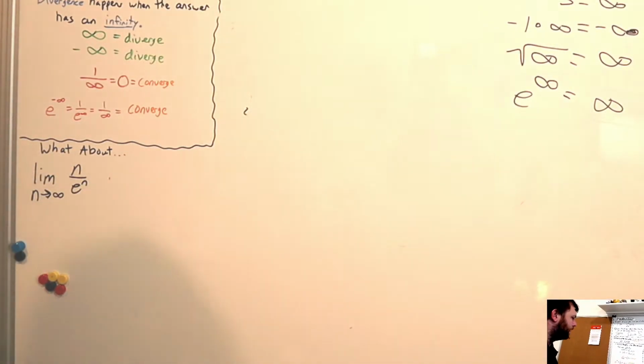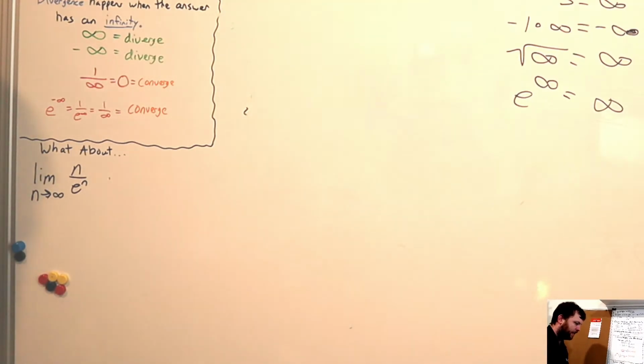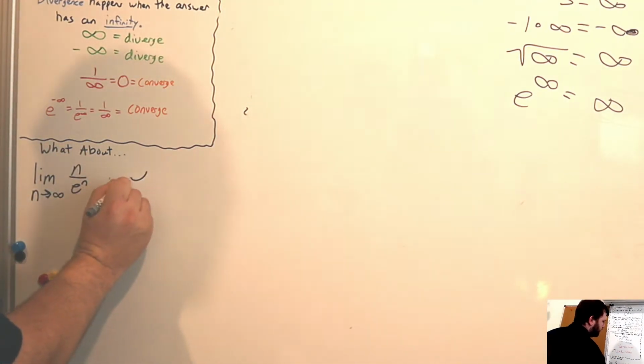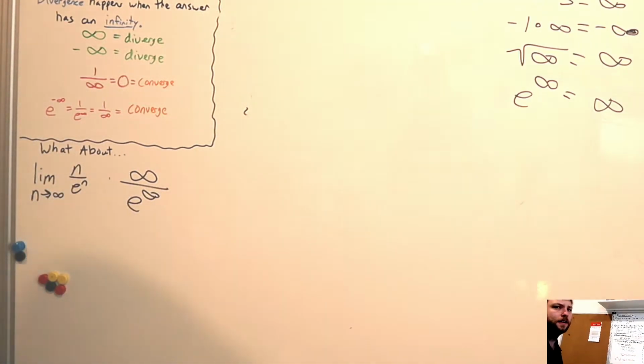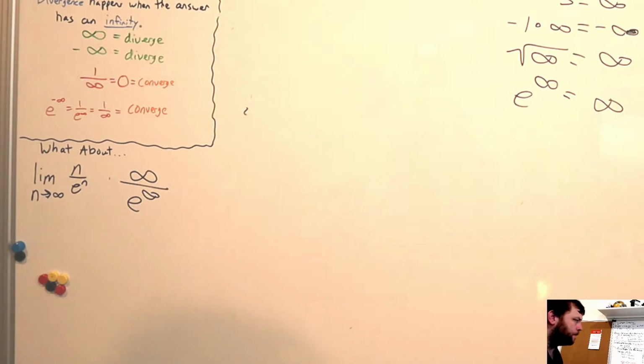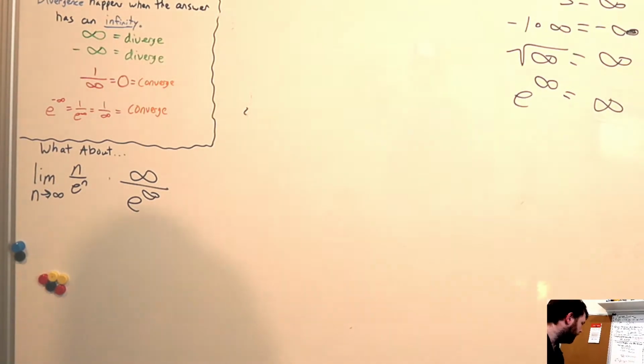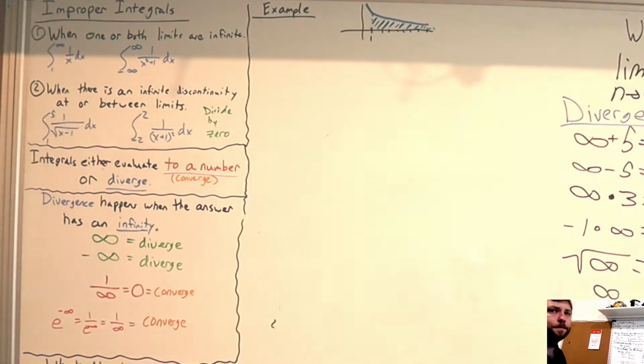What if I said the limit as n approaches infinity of n over e to the n? So you say, oh, it's infinity over e to the infinity. Does this converge or diverge? I'd be like, I don't remember. Maybe you do. We'll come back to that problem though. But let's talk about an example.